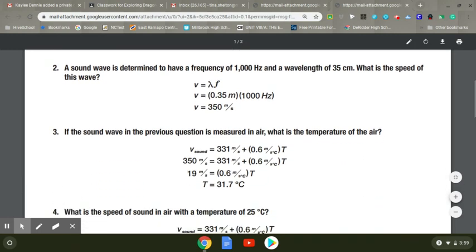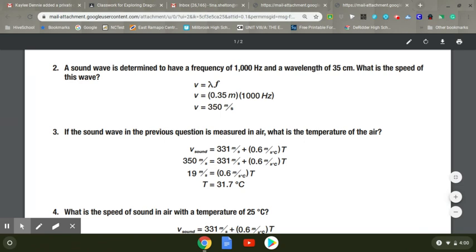Question 2 says a sound wave is determined to have a frequency of 1,000 hertz and a wavelength of 35 centimeters. What is the speed of this wave? So we have to change our centimeters to meters. Our decimal is at the end of that number, which is after the 5. We're moving it 2 places to the left, which gives us 0.35. In the problem, you'll see the wavelength already has it changed, so it's 0.35 meters. And then our frequency is 1,000 hertz. We multiply those together, and we get 350 meters per second.